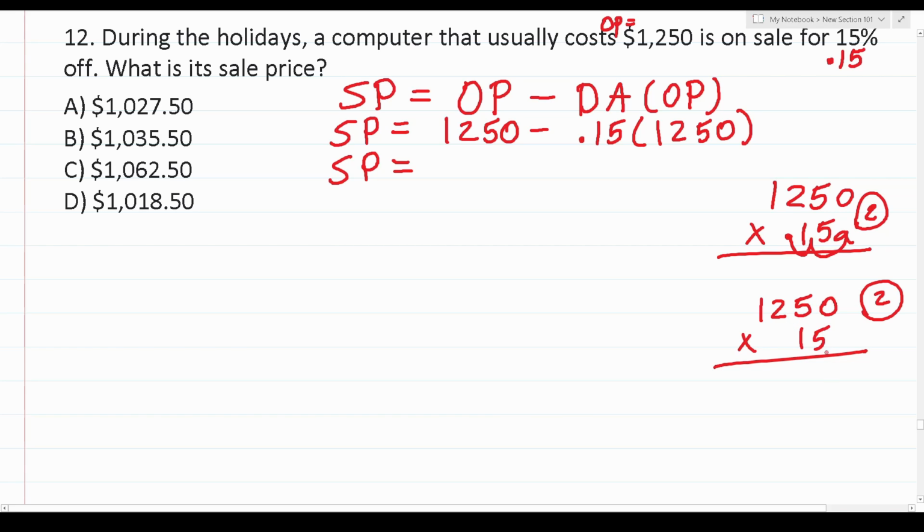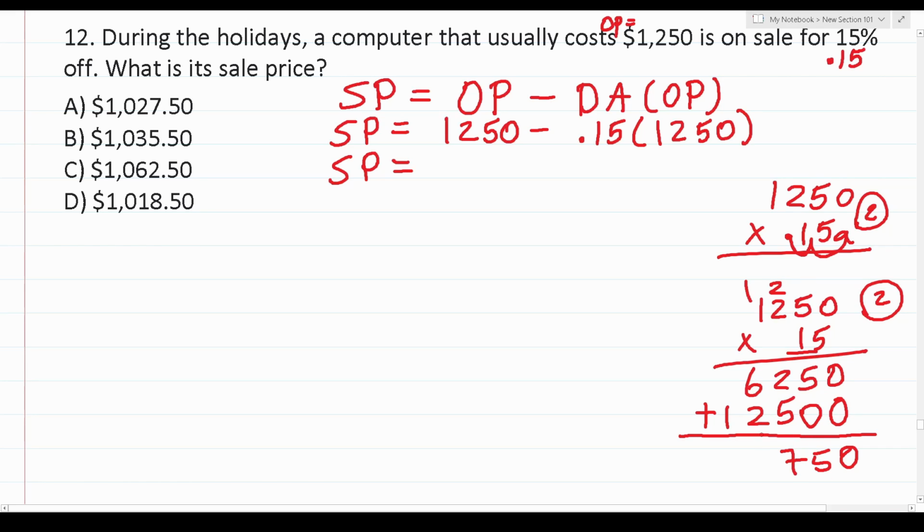All right, so 0 times 5 is 0. 5 times 5 is 25, carry a 2. 5 times 2 is 10, plus 2 is 12, carry a 1. 1 times 5 is 5, plus 1 is 6. Before we start multiplication with this 1, we have to bring in a 0 placeholder. 1 times 0 is 0, 1 times 5 is 5, 1 times 2 is 2, 1 times 1 is 1. Let's add these together. 0 plus 0 is 0, 0 plus 5 is 5, 2 plus 5 is 7, 6 plus 2 is 8, and 1 plus nothing is 1.